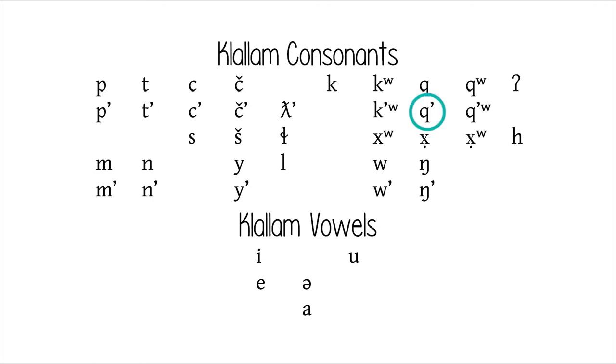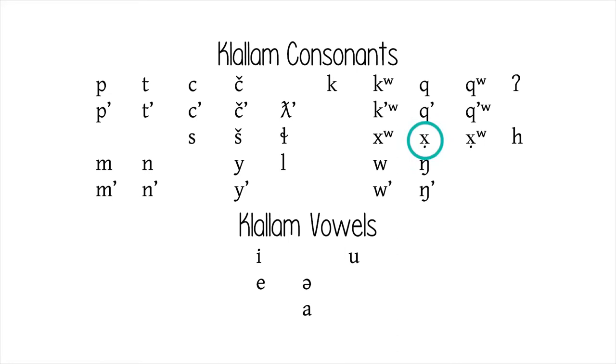A Q with an apostrophe is called an ejective Q. It's just like the Q in the back of your throat, but it's ejected out of the mouth with a strong pop. It's in the Klallam word for cougar.